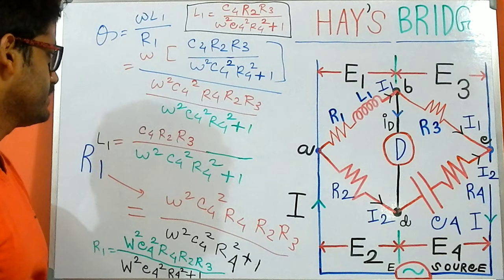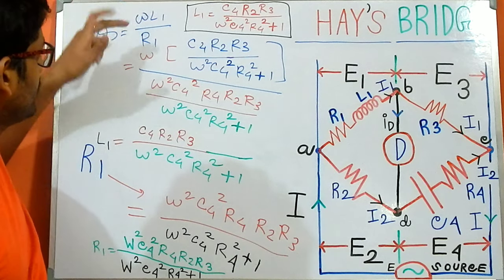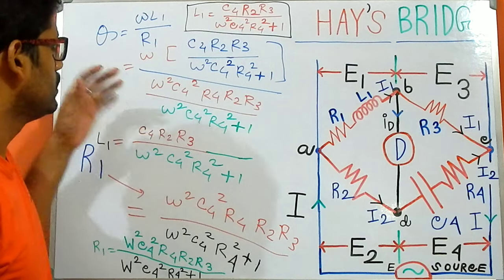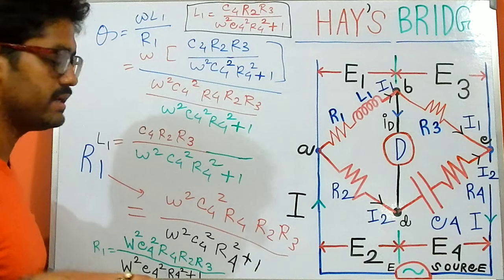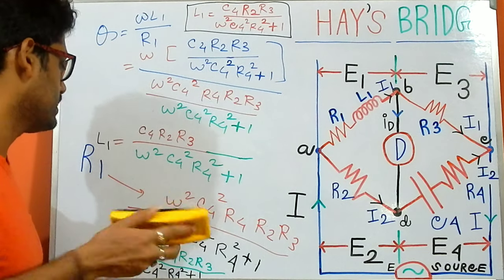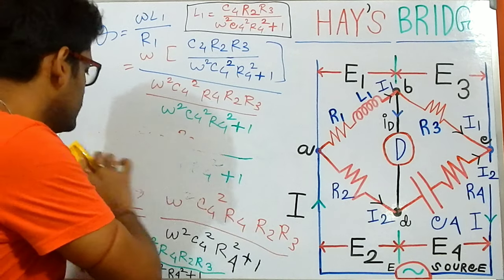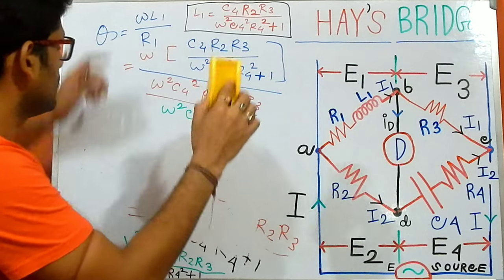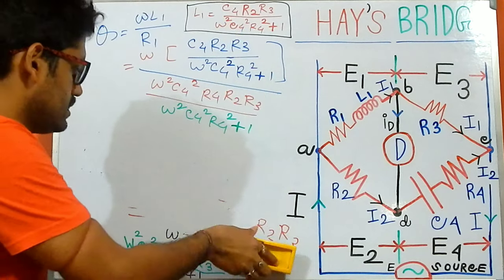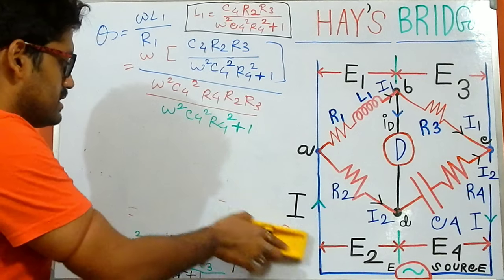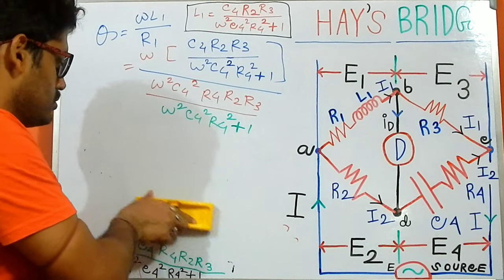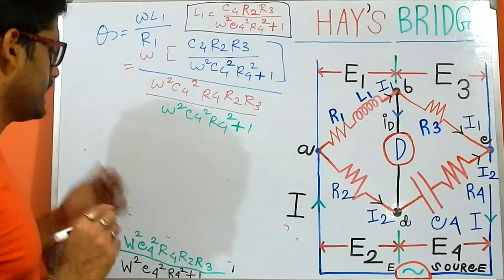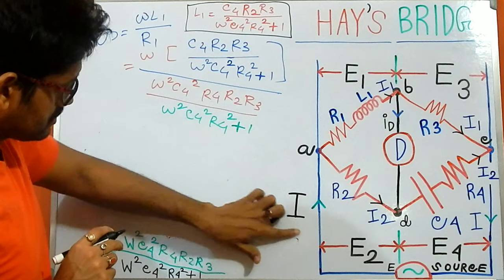The next step is very simple. I have put the values of L1 and R1 in my Q factor expression. All we need to do is simplify this expression to get the final value of the Q factor. In order to do that, I should erase the L1 and R1 expressions here, as I have written the L1 expression here and the R1 expression at the downward side of my board. Right now I should rearrange this expression.